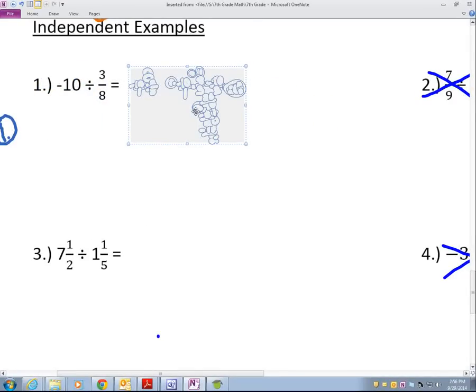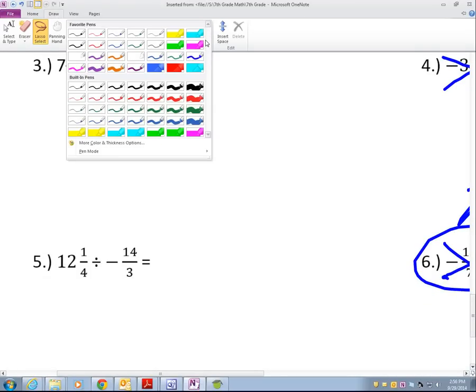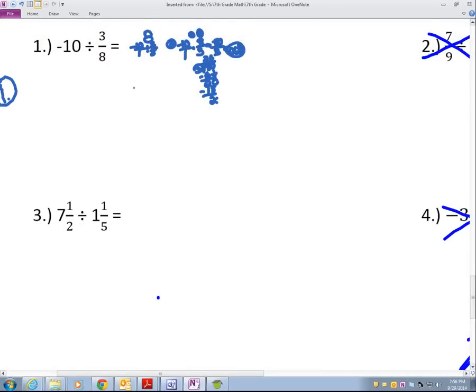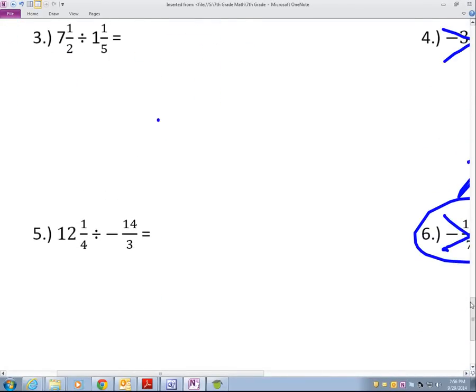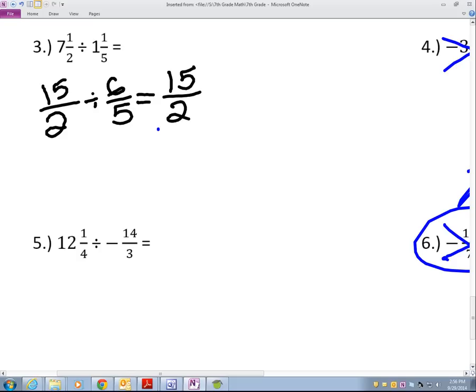There, you can read that, right? Perfect. All right. Number 3. First thing I'm going to do is make this into an improper fraction. So we have 2 times 7 plus 1, that's 15 halves, divided by 6/5. So that's step 1. Step 2, don't do anything to the first one. Step 3, change it to a multiplication sign. Step 4, find the inverse of that second fraction.